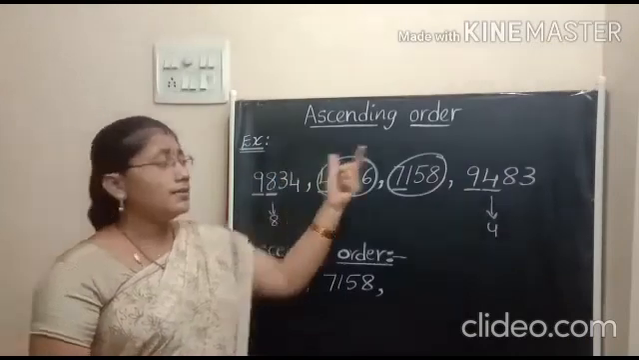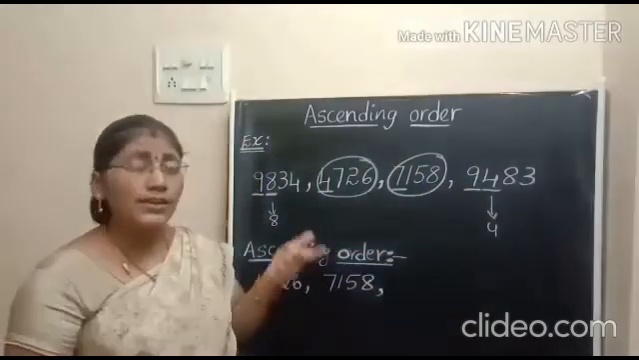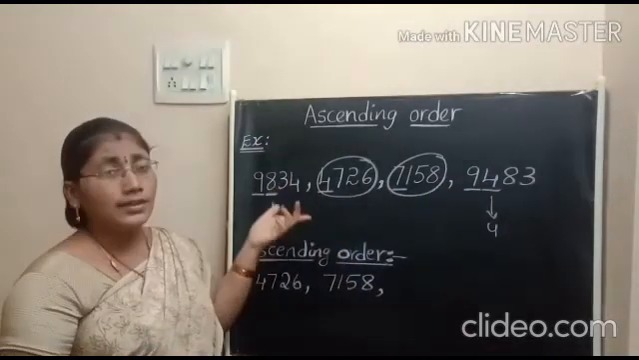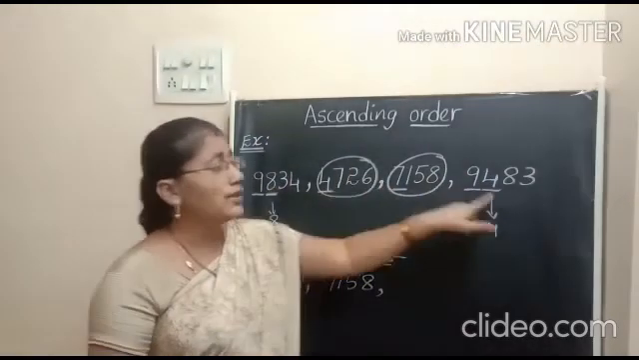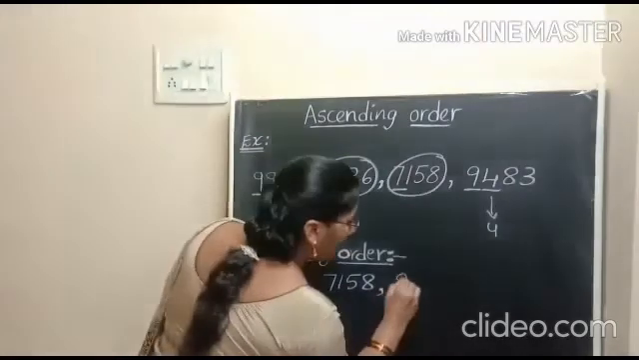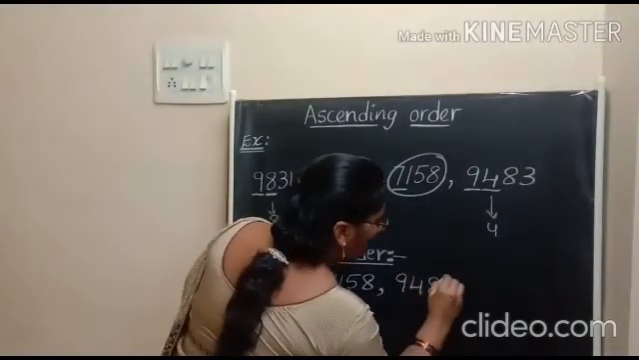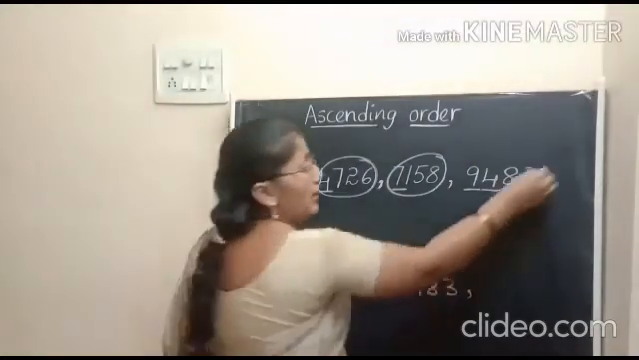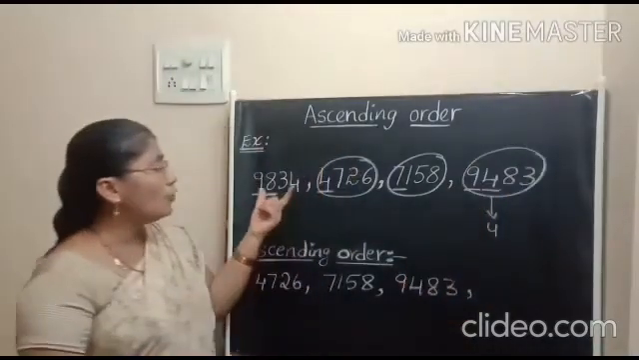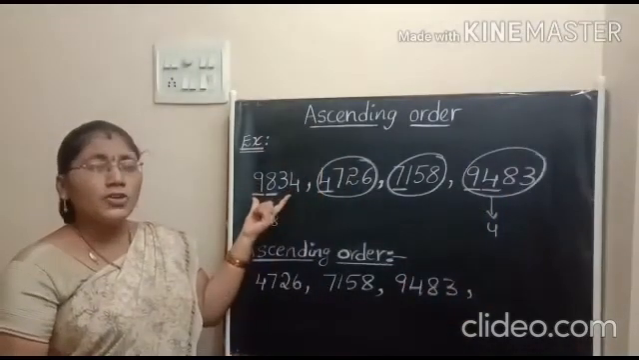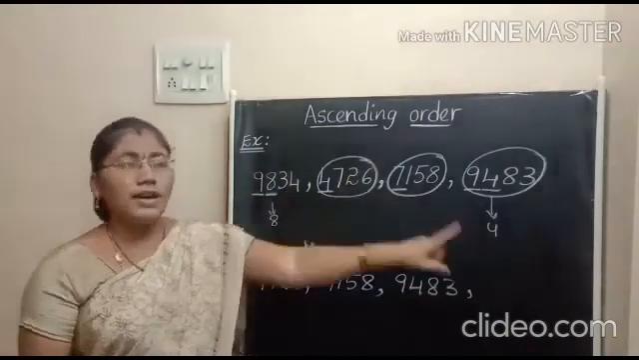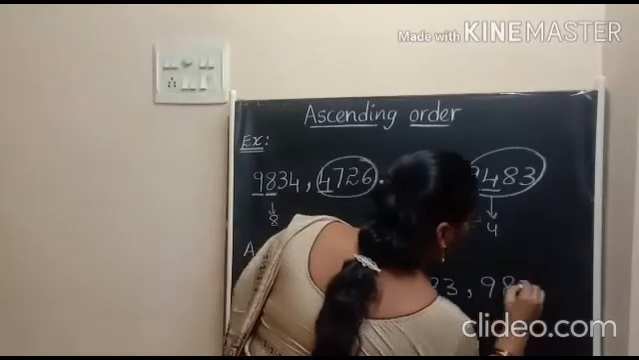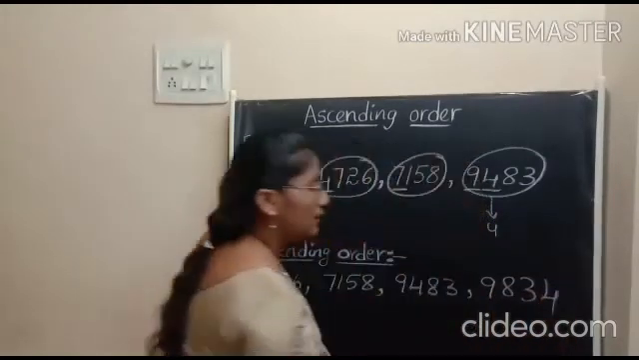Understood, children? This number 9483 is smaller than 9834. So, we should write 9483 in the third position of ascending order. After writing this number, we have only one number. So, we should write this number at the last position. That is 9834. Understood, children?